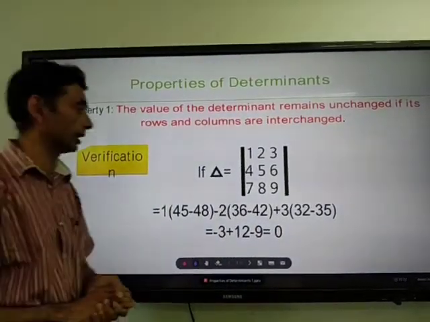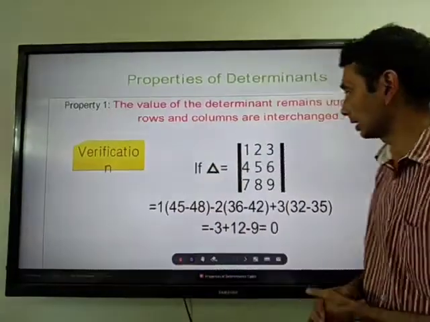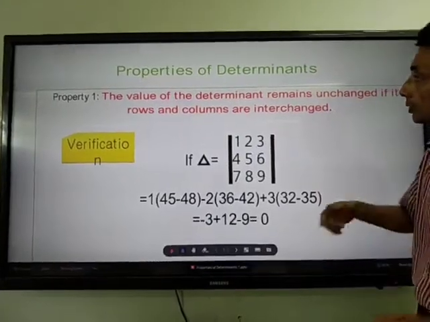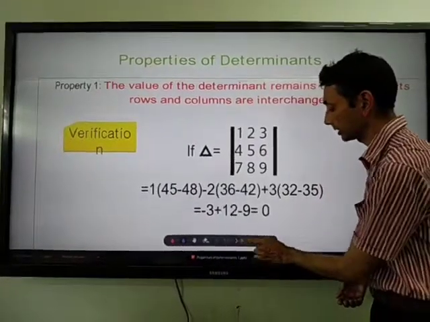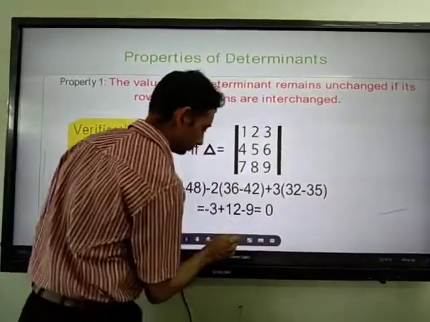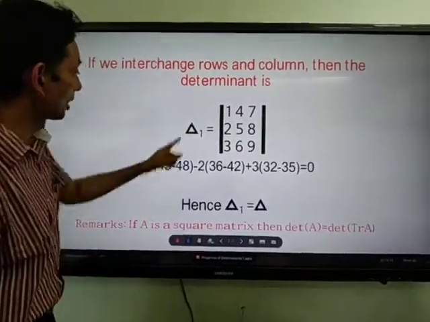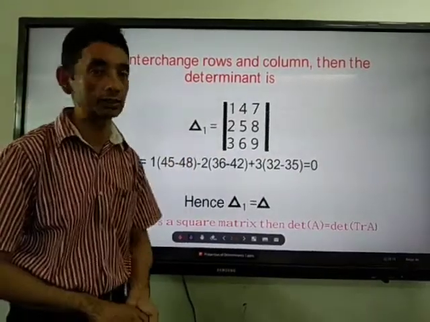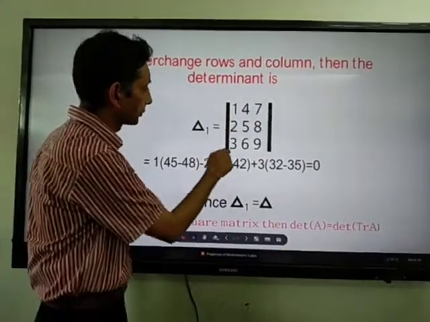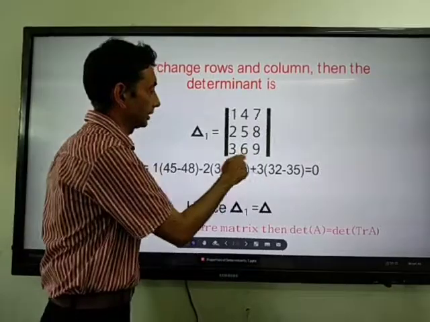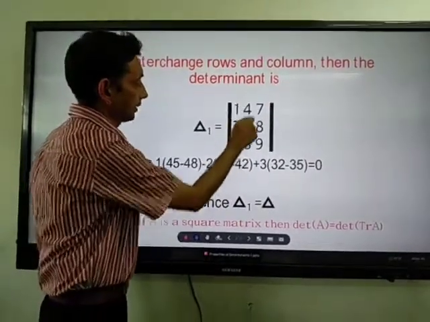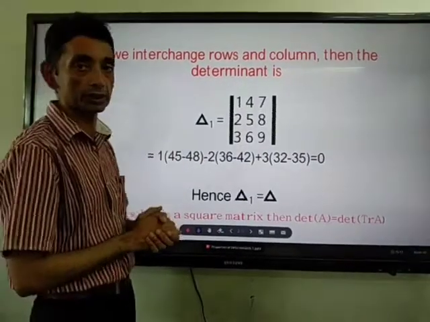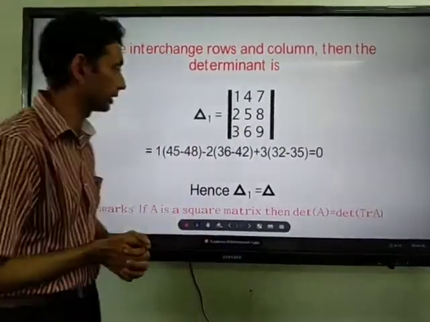Now what we are going to do is change the rows and columns. If we interchange the rows and columns, what will be the next determinant? Let us assume that this delta 1 is obtained by interchanging rows and columns, that is 1, 2, 3, 4, 5, 6, 7, 8, 9. These are the rows of the previous determinant. Now this is the new determinant, denoted by delta 1.